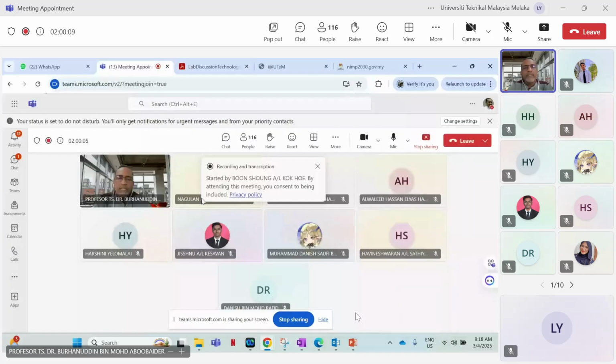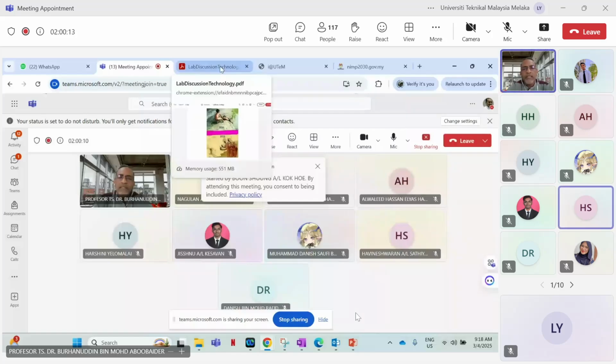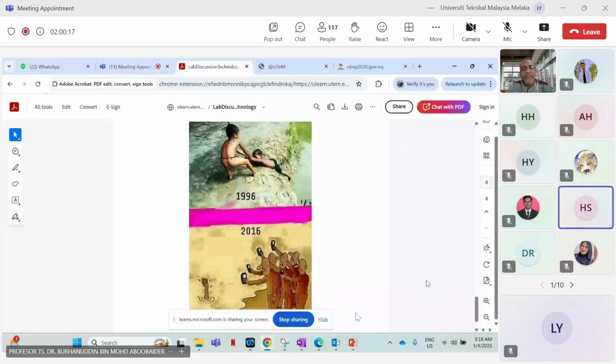Hamineshwaran is here. Hello, doctor. What do you understand from this picture? In 1996, when people fell down, others tried to help and save him. Until 2016, we are taking pictures and videos, stuff like that. The humanity is decreasing now.